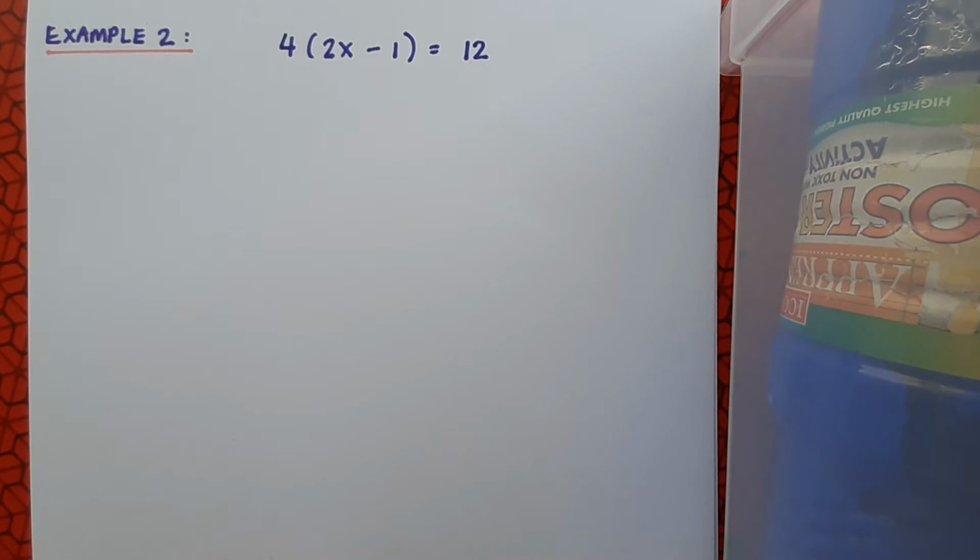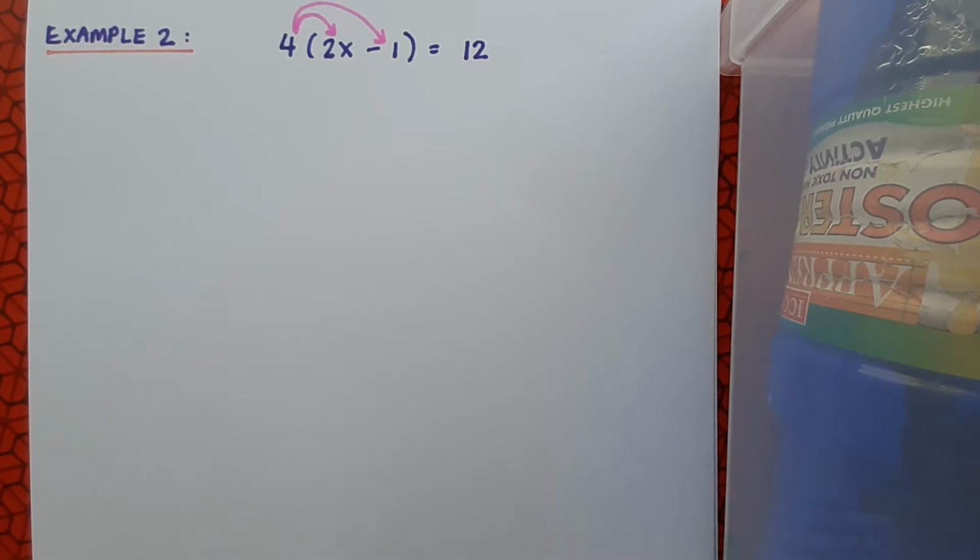Here's my second example. 4 bracket 2x minus 1 equals 12. Again, pause the video here, try this yourself, and then check and see if you're correct at the end. Okay, so the 4 in front of the bracket means that 4 is multiplying into the bracket. So it must multiply by each term in the bracket.